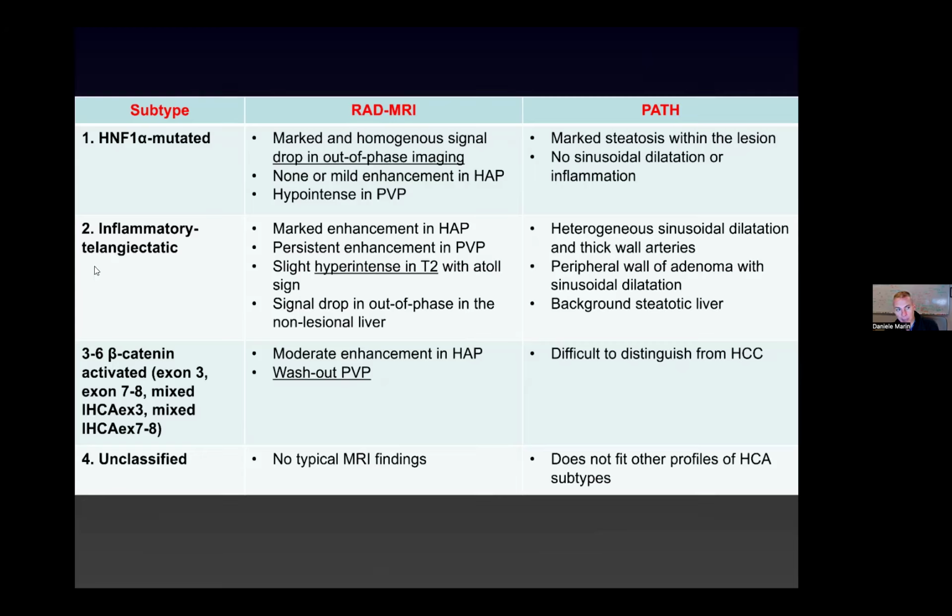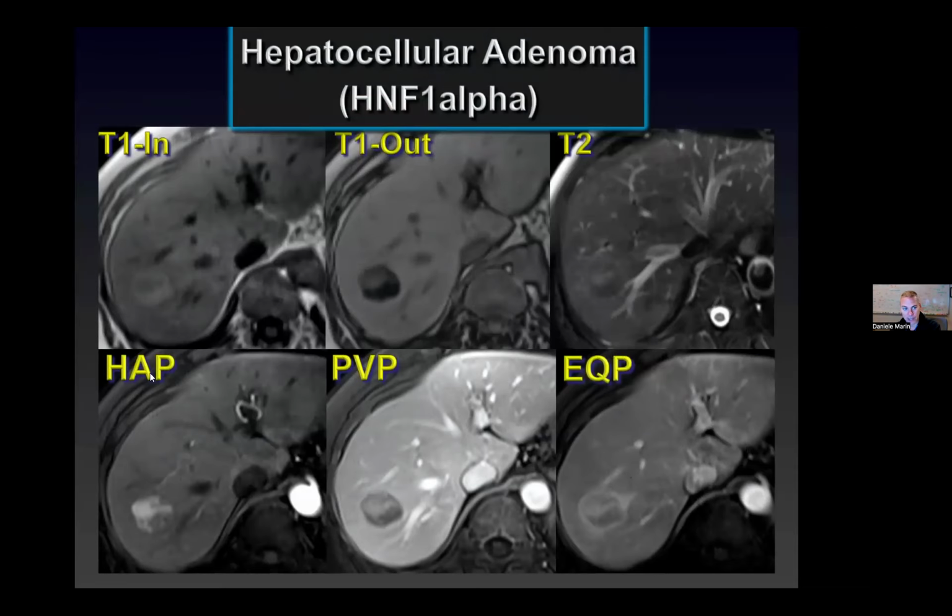The second subtype, the inflammatory telangiectatic subtype, it's important to recognize that because of the potential for bleeding. That's the most common complication of the inflammatory subtype. And finally, the beta-catenin are the ones that are much more common to undergo malignant transformation into HCC. I'll show you some examples of that.